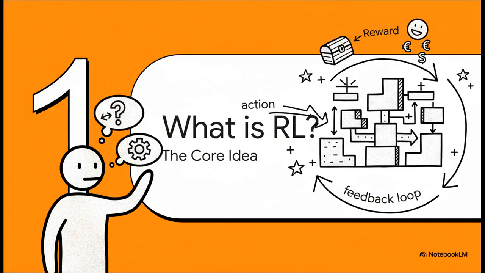Okay, so at its core, reinforcement learning, or RL, is really just a simple feedback loop. You've got your agent, that's our learner, and it's living inside an environment. The agent takes an action, and the environment gives it back a reward. Think of it like getting points in a video game. The agent's one and only goal? Get the highest score possible. After trying things out millions of times, it starts to build up a strategy, what we call a policy, for how to act to get the most rewards.